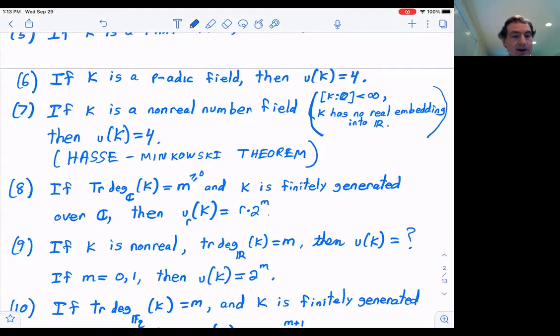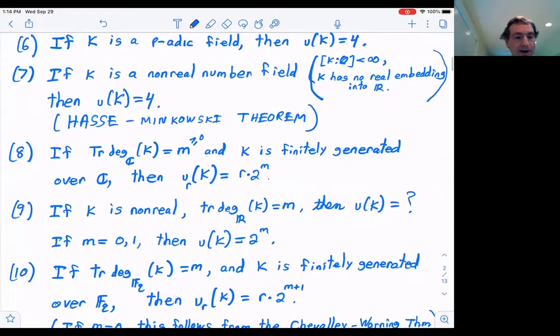In example 9, suppose I have a non-real function field over the real numbers. All right, so this would be function fields. Such function fields occur in real algebraic geometry. If the transcendence degree of K over the real numbers is m, then the U invariant equals question mark. Okay, so this is completely, well, almost completely unknown. This is a really tough problem. Now, if m equals 0 or 1, then the U invariant is known to be 2 to the m, i.e. 2 to the 0 is 1, 2 to the first power is 2.